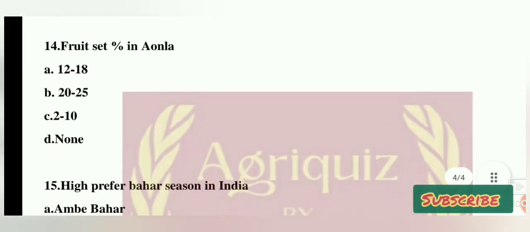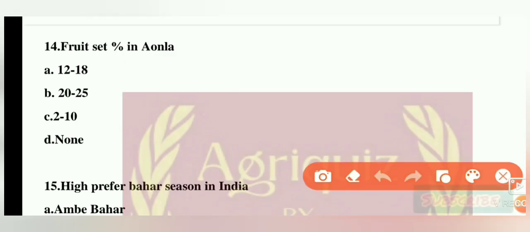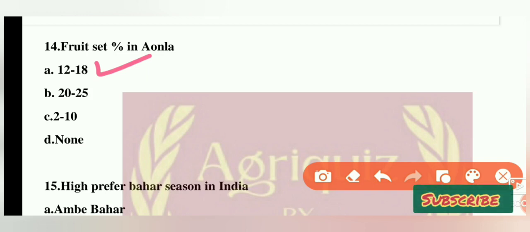Then question number 14. Fruit set percentage in amla. Here the right answer is option A, 12 to 18%. And you have to remember fruit set percentage in the most important crops like apple, amla, ber, and also in mango.